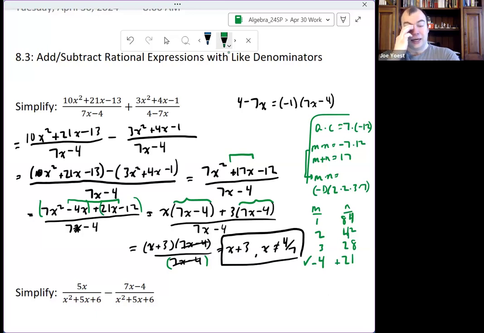And once again, I have to be very careful to explicitly note my restricted values. They're not implied in the right-hand side here. X plus 3 at a glance looks like you could plug in any real number, but there would be a number, in this case, that would give me a 0 in the denominator in the original set of expressions. So to stay away from having 4 minus 7x or 7x minus 4 equals 0, we just want to make sure to note the restriction x cannot be equal to 4/7. And this would be our answer.